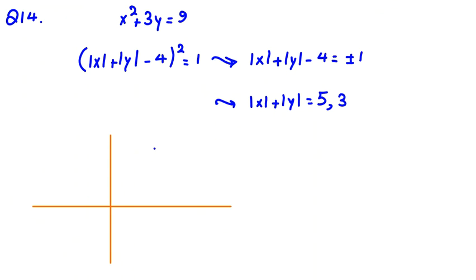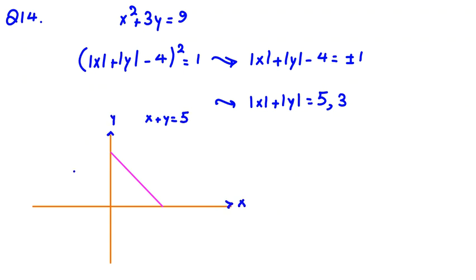For this part, because both of them are greater than or equal to 0, x plus y will be equal to 5. So if you draw that function, it will be something like this. For this part, let me write here x plus y equal to 5. It is y, it is x.